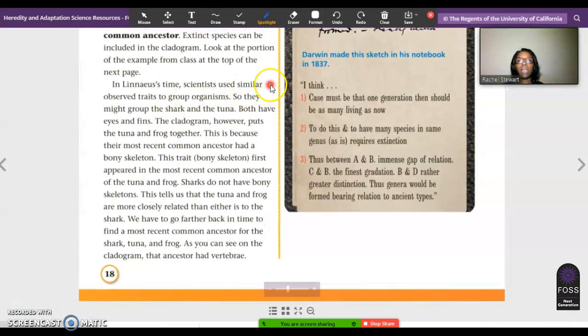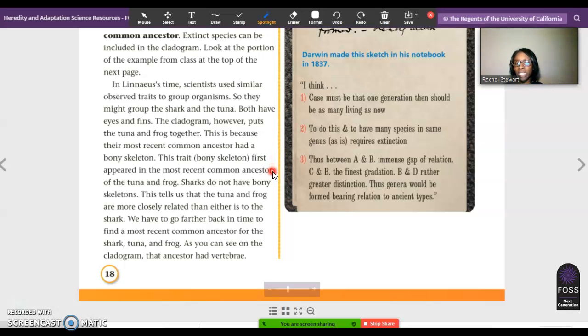In Linnaeus' time, scientists used similar observed traits to group organisms. So they might group the shark and the tuna. Both have eyes and fins. The cladogram, however, puts the tuna and frog together. This is because their most recent common ancestor had a bony skeleton.